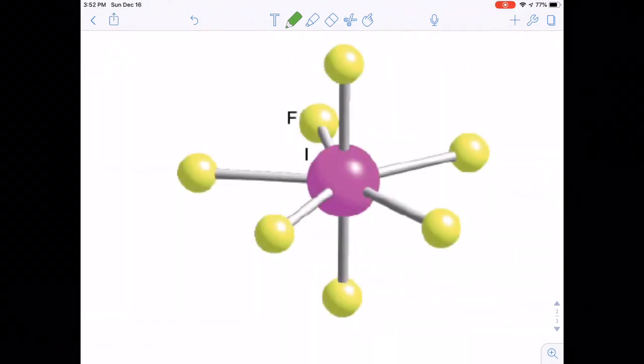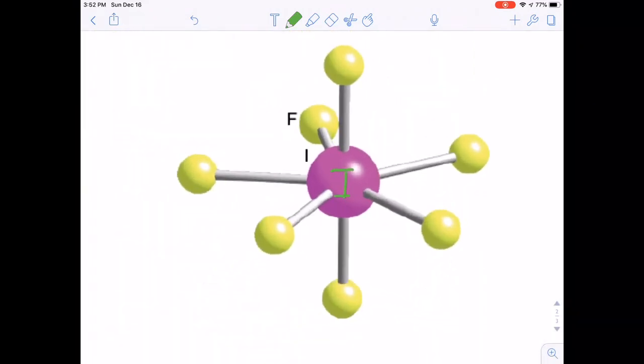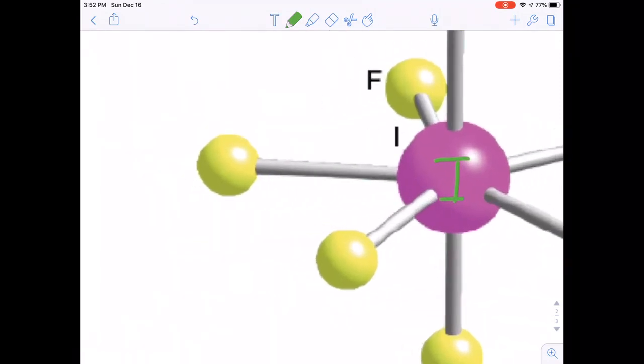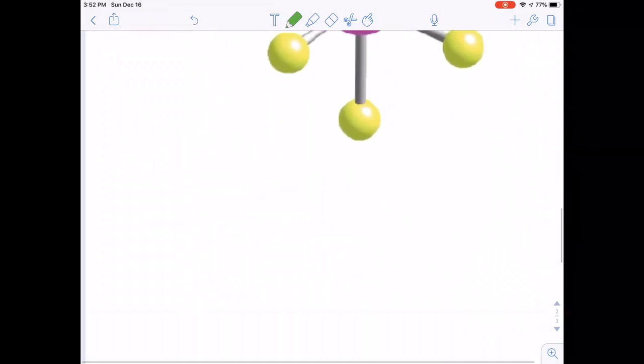Now for our 3D model. Wait, where'd it go? Let me fix that. There we go. Alright, so for our 3D model, the central atom is actually going to be I, and the atom on the outside is F. And we already know that from our Lewis structure. So again, it has 7 F's on the outside, and it is connected to I. So let's draw it as a wedge-line model.